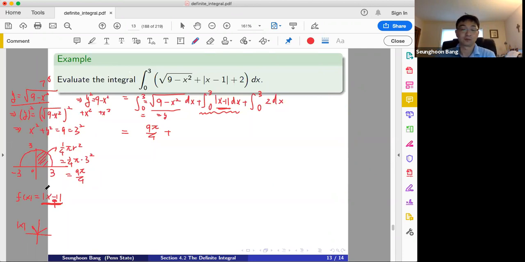Yes, it shifts to the right-hand side by 1 unit. So the vertex is here at 1, and the graph is like this. Always 0 to 3. You can plug 0 into x: 0 minus 1 is minus 1, take the absolute value, 1. You can plug 3 in here: 3 minus 1 is 2, and the absolute value of 2 is 2. So you need to find this area.